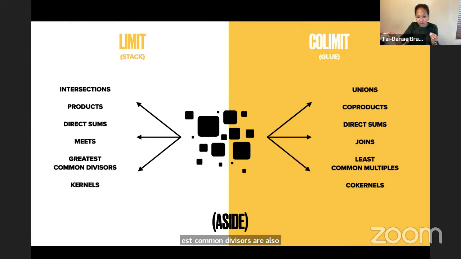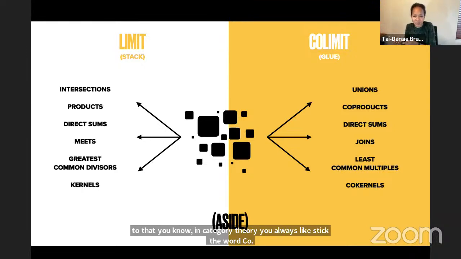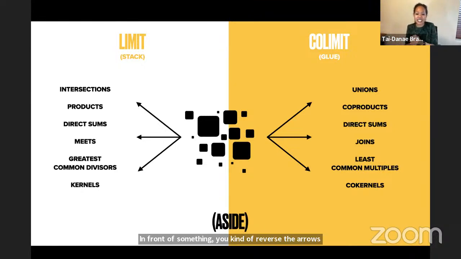Kernels: if you have a group homomorphism and you ask for its kernel, all of these constructions on the left-hand side are subsumed by one single idea in category theory. They are instantiations of one single idea that's called a limit. And dual to that, in category theory, we always like to stick the word co in front of something. You kind of reverse the arrows, and so you get dual operations. On the right-hand side, you have things like unions, co-products, direct sums again, joins in a lattice, dual to greatest common divisors, least common multiple, and co-kernels. So these are all examples of things called limits and colimits.